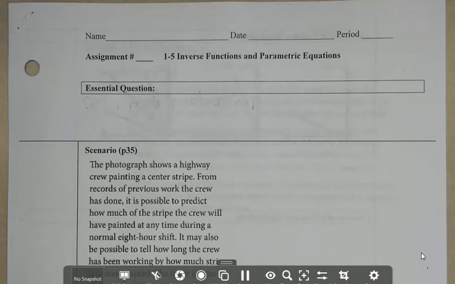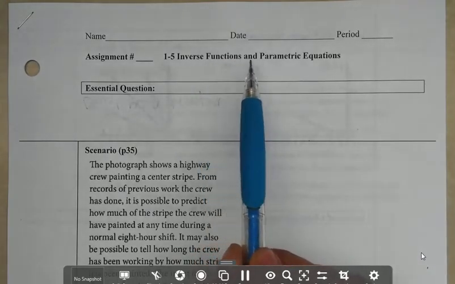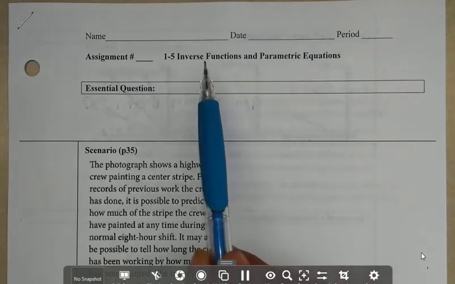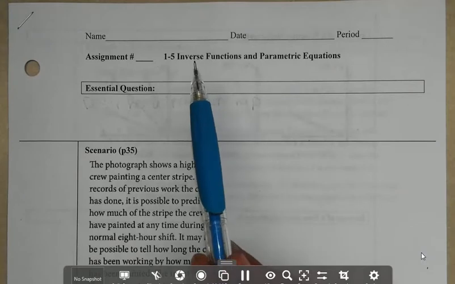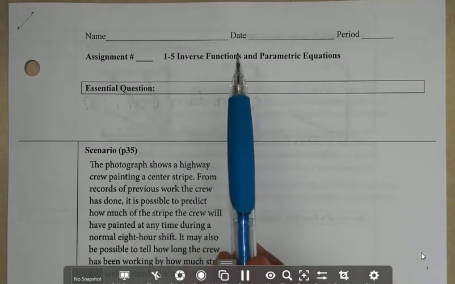Section 1.5 is about inverse functions and parametric equations. Inverse functions is a review for you. Parametric equations is going to be new. Today's video is just going to cover inverse functions.